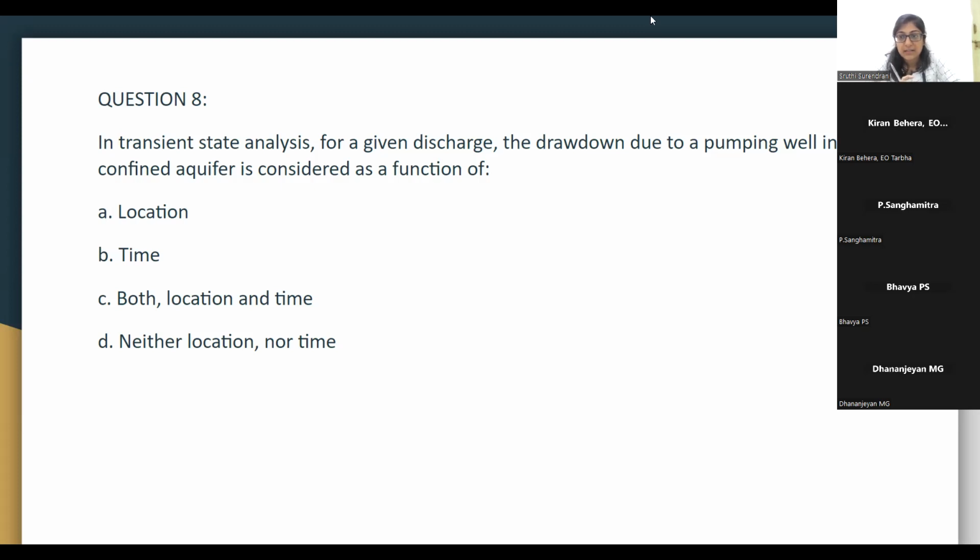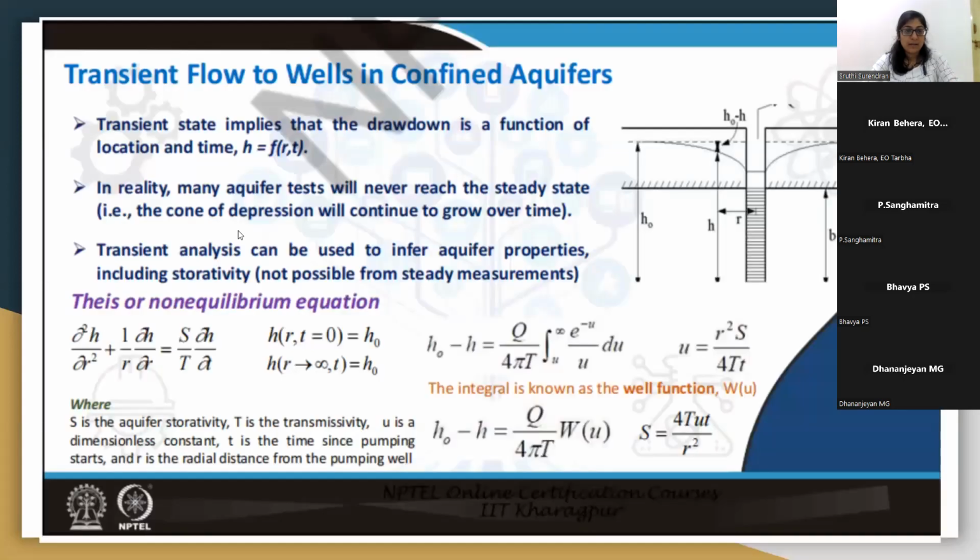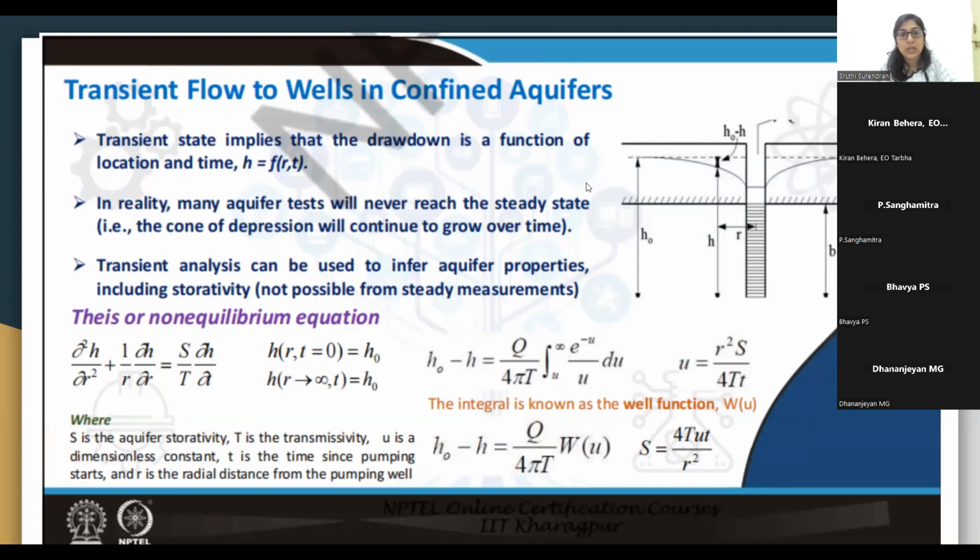Only Kiran has given an answer, which unfortunately is wrong. You were correct, transient means it is unsteady. But here, when we talk about flow to wells in confined aquifers, the drawdown is a function of location. No matter whether it is a steady state flow or unsteady state flow, drawdown is a function of location. Now, when we say it's a steady state flow, drawdown will only be a function of location. That is, it will not change with respect to time. It will only change with respect to this R value.